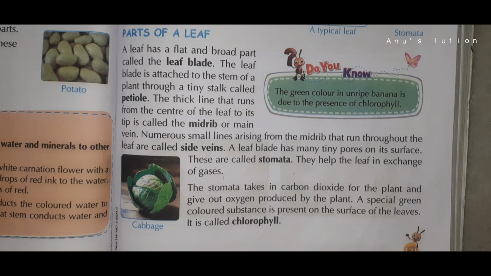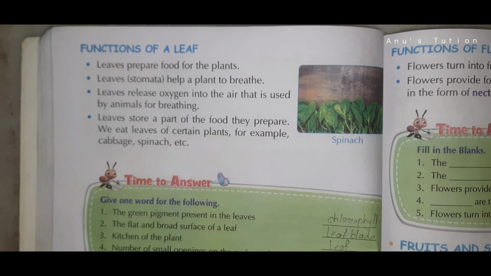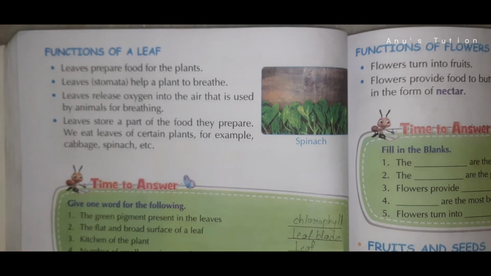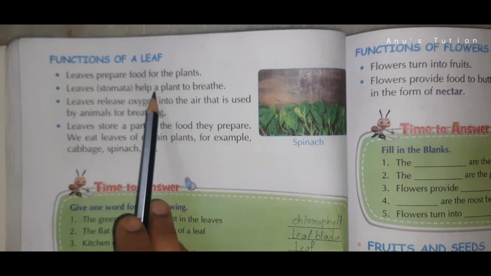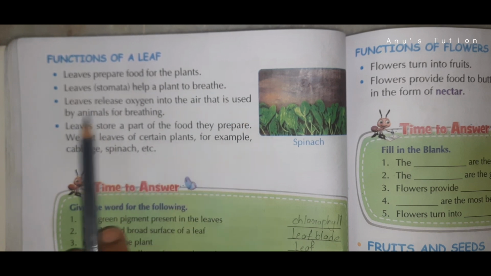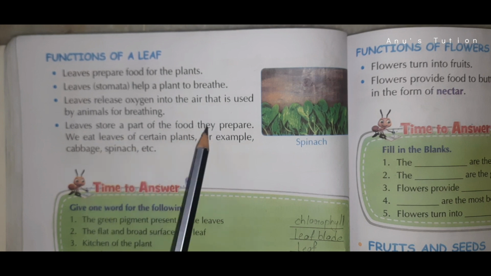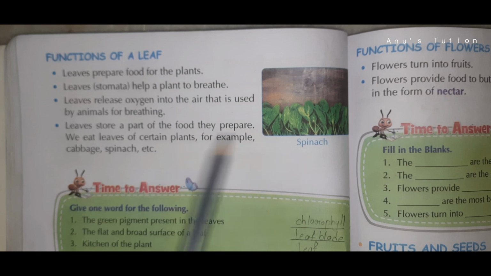Okay, next, functions of a leaf. Leaf prepares food for the plants. Leaves help a plant to breathe. Leaves release oxygen into the air that is used by animals for breathing. Leaves store a part of the food that they prepare. We eat leaves of certain plants, for example, cabbage, spinach, etc.